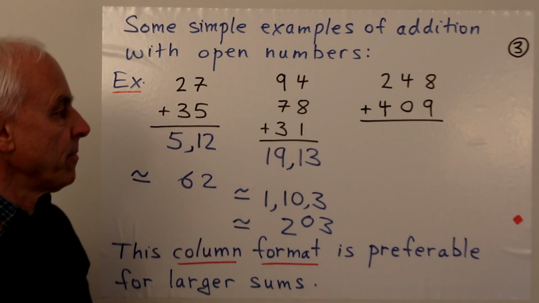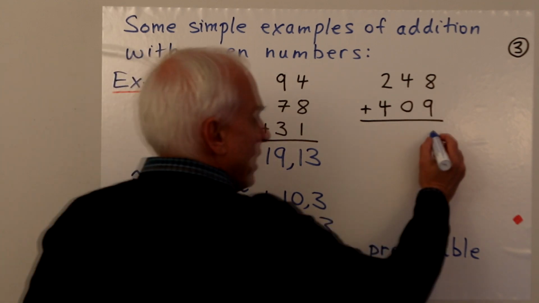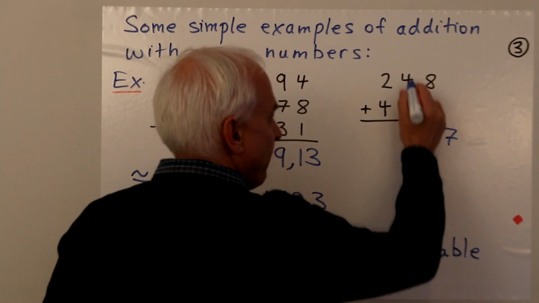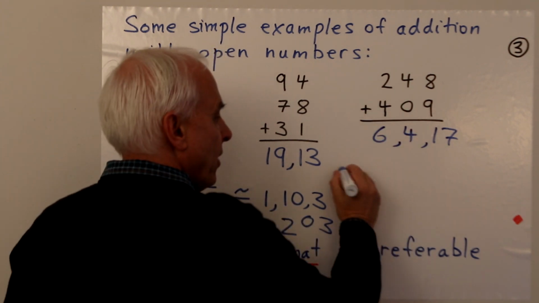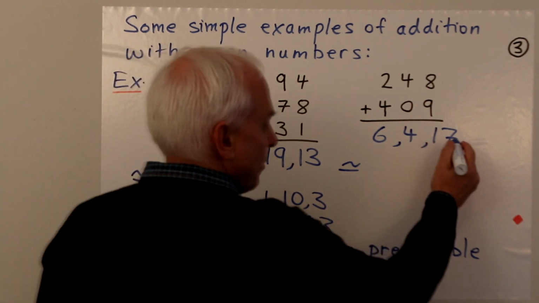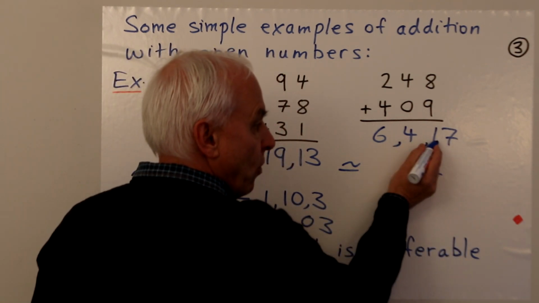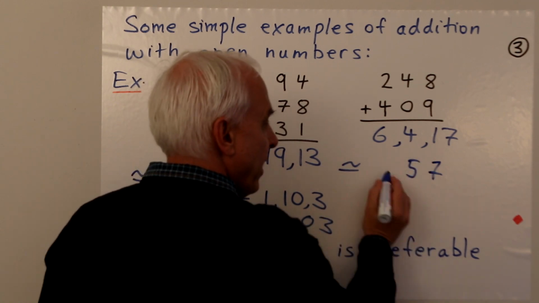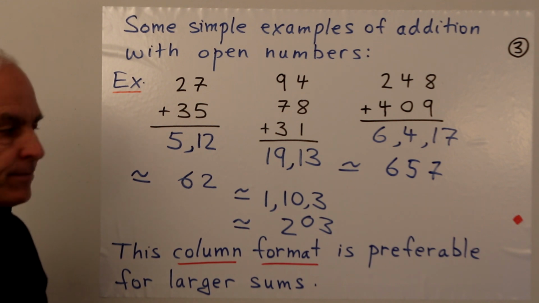Let's have a look at this example. 248 plus 409. 8 plus 9 is 17, comma. 4 plus 0 is 4, comma. 2 plus 4 is 6. Okay, great. What's that become? Well, number of ones is 7. Number of tens, there's 4 here and 1 there for a total of 5. And number of hundreds is just 6, so it's 657.